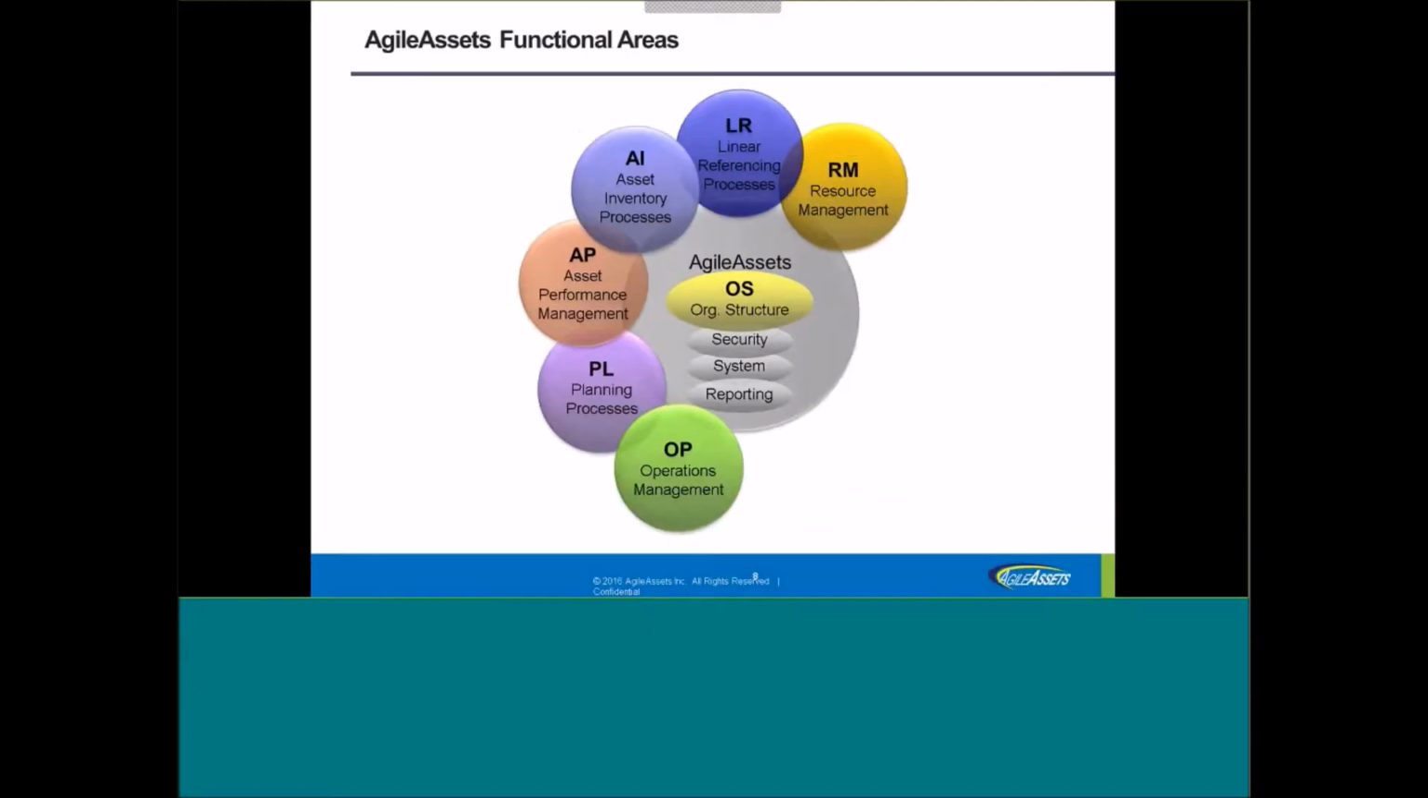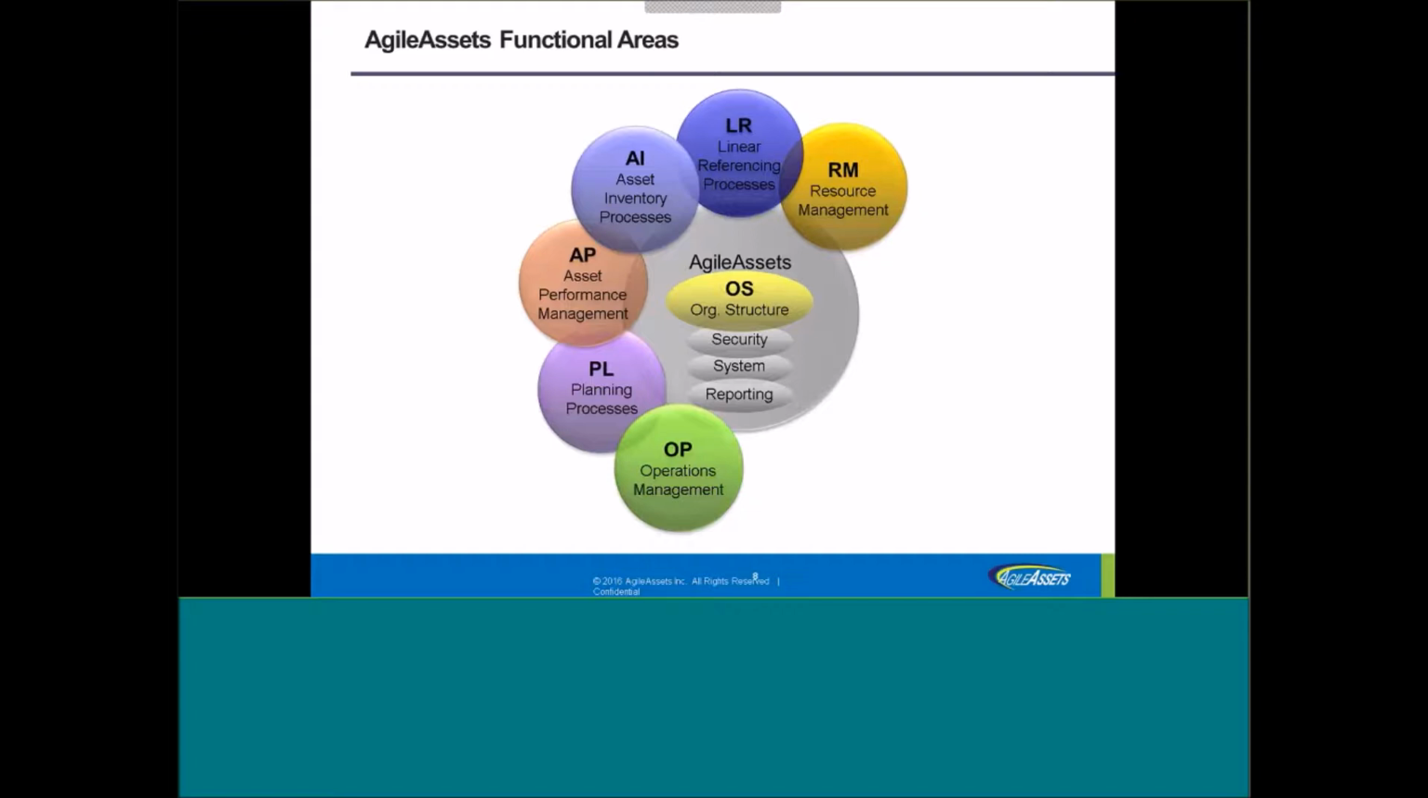So with that in mind, we typically work in a set of functional areas in AgileAssets. So we break that elephant down into manageable chunks when we're looking at this general problem and when we're implementing these projects. So right at the top there, you've got linear referencing and resource management, LR and RM. We're not going to concentrate on those today, but those are a very fundamental part that underlies a lot of the stuff that we are going to talk about today.